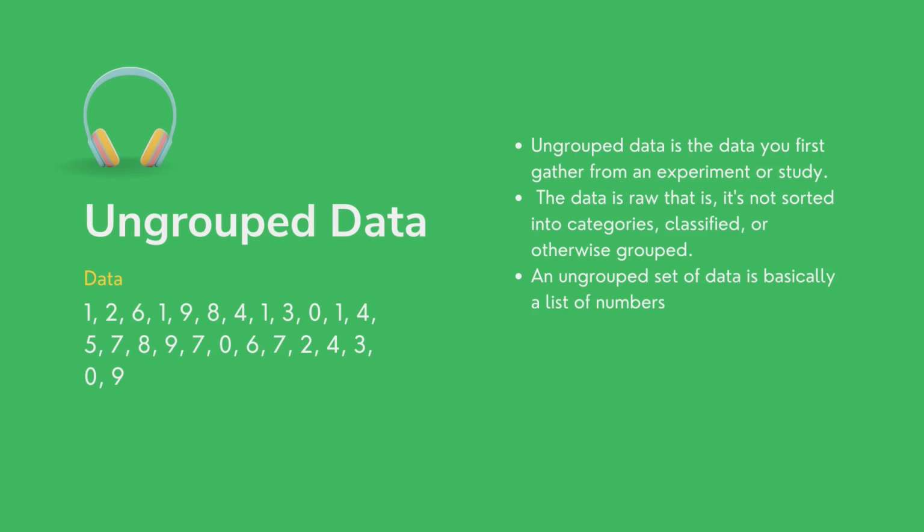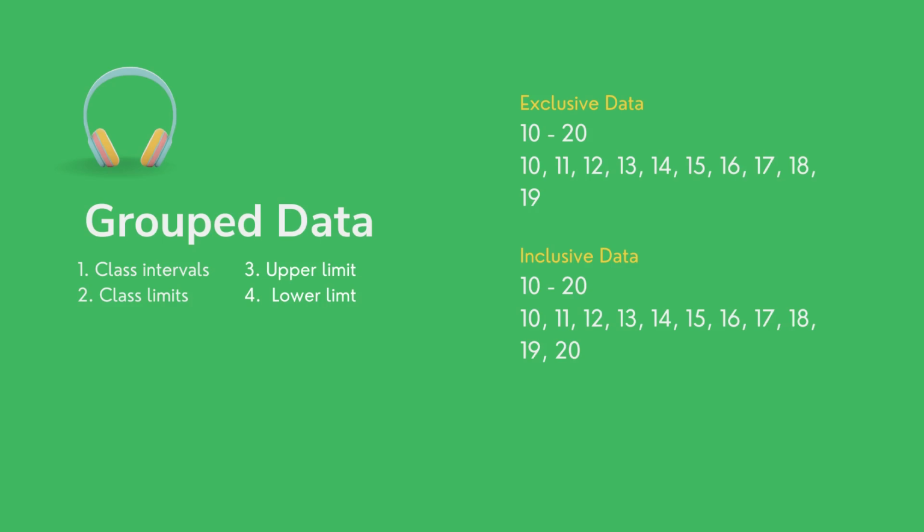An ungrouped set of data is basically a list of numbers, as we can see here. 1, 2, 6, 1, 9, etc. are a list of numbers. Grouped data. Grouped data is just the opposite of ungrouped data, which means grouped data is putting the data in a more condensed form, that is, making groups of suitable size.